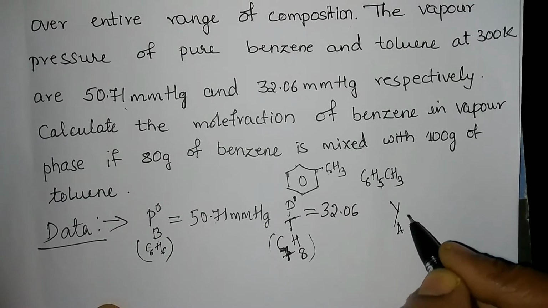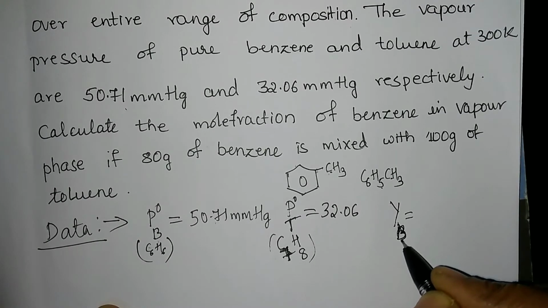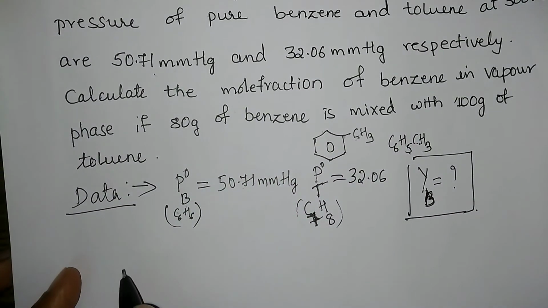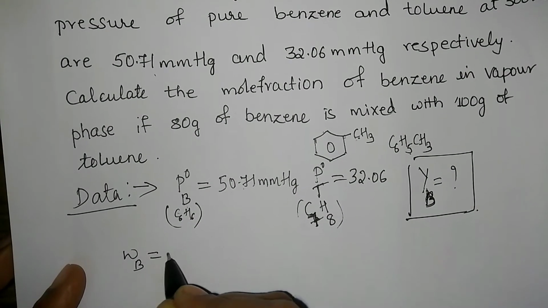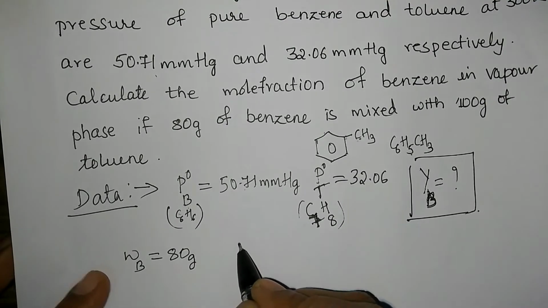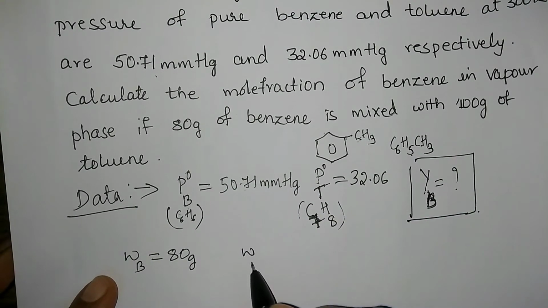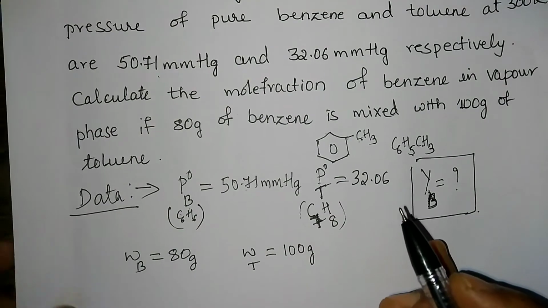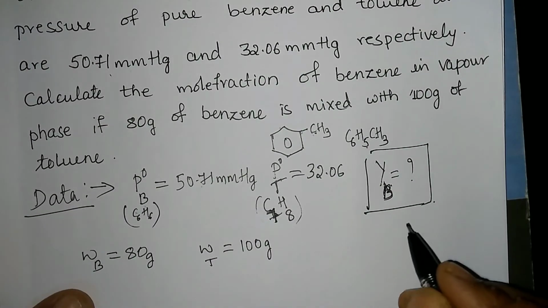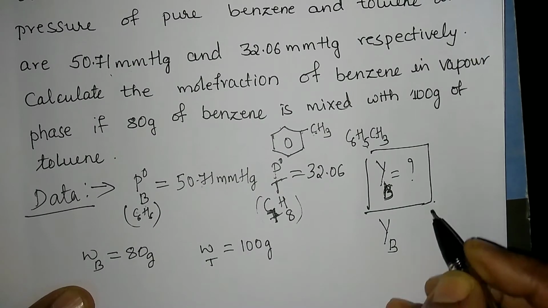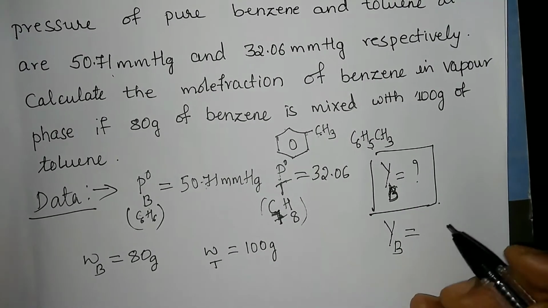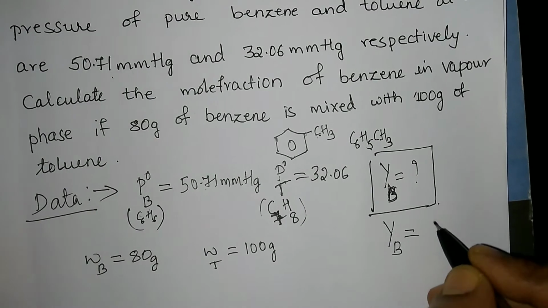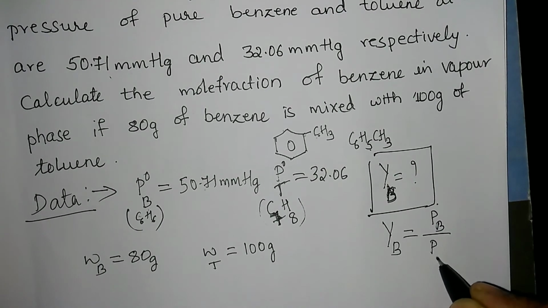For the mole fraction of benzene in the vapor phase, we write YB, and we need to calculate this. What do they give next? If 80 gram of benzene, mass of benzene is given, it is equal to 80 gram. It is mixed with 100 gram of toluene. Mass of toluene is 100 gram. So in order to calculate the partial vapor pressure in the vapor phase, YB, we go for the equation: partial vapor pressure of benzene divided by total pressure.